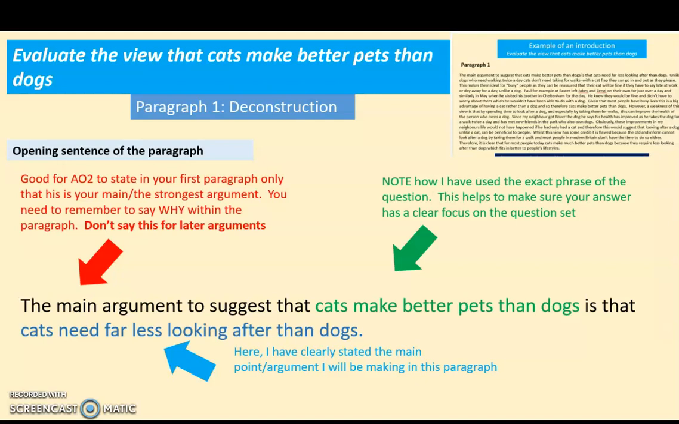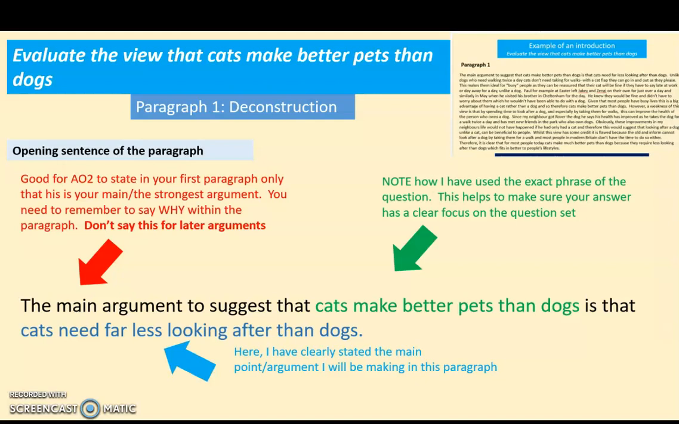And again, it's that kind of discipline of really focusing on the question. You're not going to wander off. And then the argument we're going to use: cats need less looking after than dogs. And this is the general theme of the entire paragraph, isn't it? Cats are better because they don't need looking after. Okay, and again, there's that comparison there with dogs. Cats need less looking after than dogs.